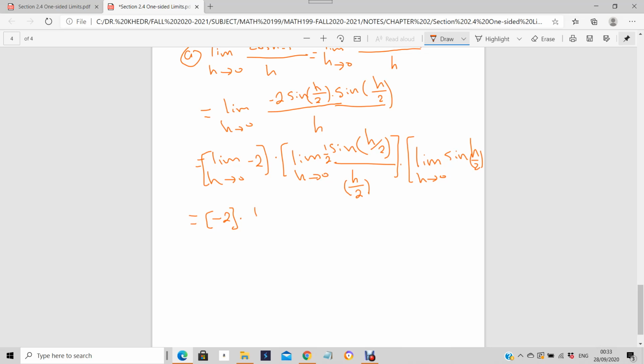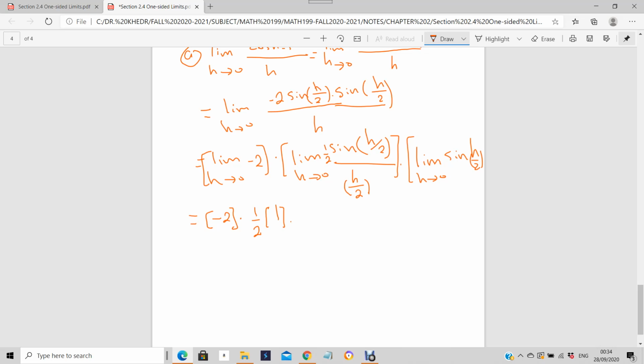Then this is half multiplied by the limit of sine h over 2 divided by h over 2 as h goes to 0, it's equivalent to theta, is equivalent to 1. So multiplied by half, 1. So this limit is equivalent, half times 1 is 1. Then multiplied by sine h over 2 as h goes to 0.